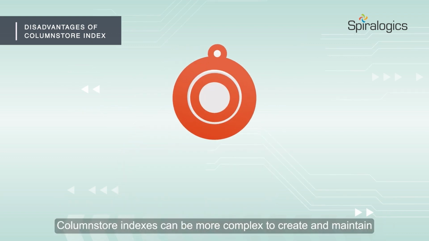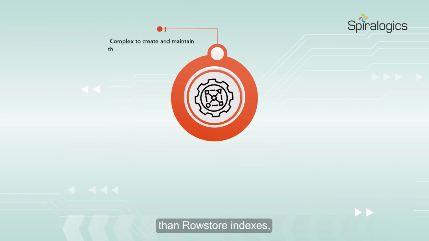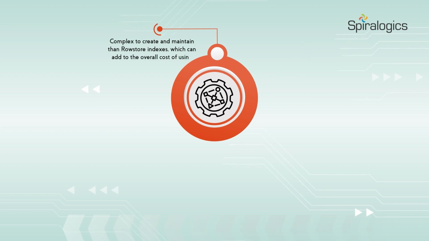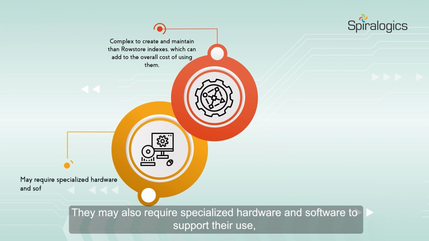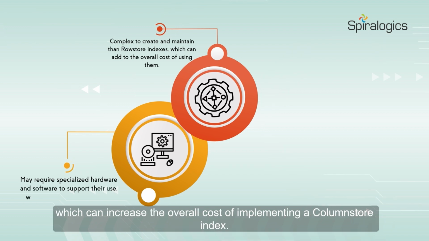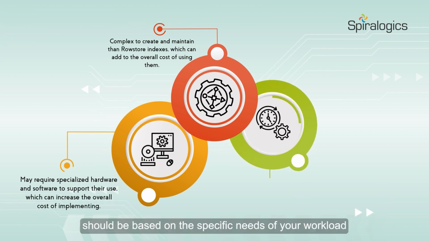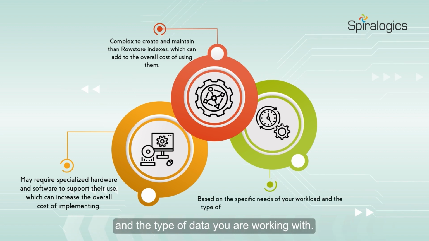Additionally, column store indexes can be more complex to create and maintain than row store indexes, which can add to the overall cost of using them. They may also require specialized hardware and software to support their use, which can increase the overall cost of implementing a column store index. Overall, the decision to use a column store index should be based on the specific needs of the workload and the type of data you are working with.